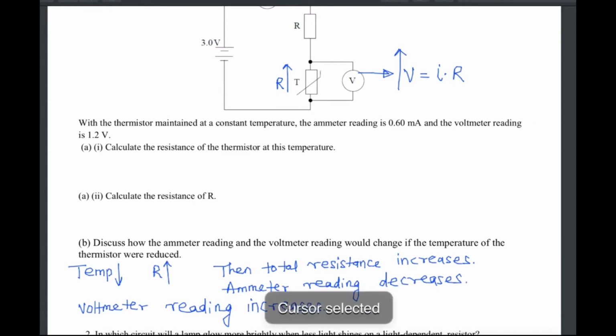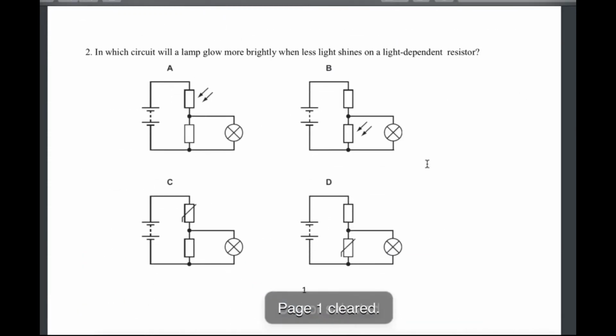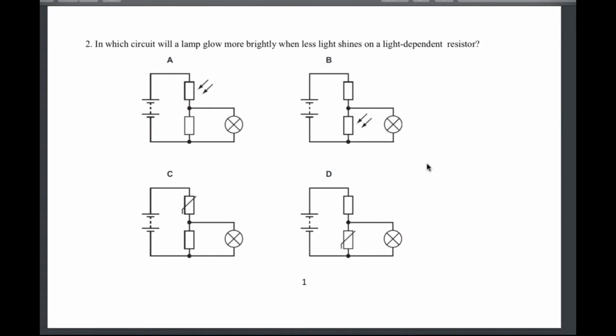Okay, coming to the next question, second. In which circuit will a lamp glow more brightly when less light shines? Okay, so here we can see less light is there, but it doesn't matter for the lamp because the lamp is connected parallel to the resistor. So this won't affect.